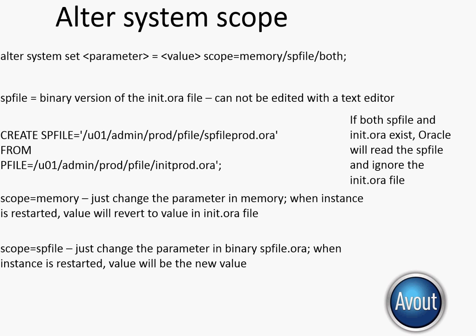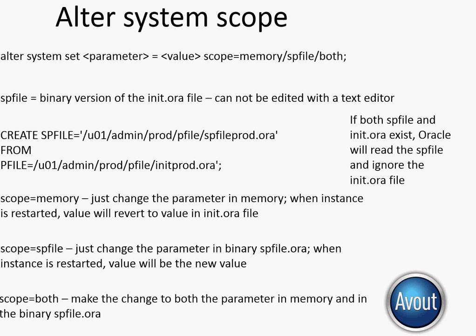This is important for those parameters that you can't change dynamically. If we have something that I cannot change dynamically, but I want Oracle to pick up the next time we start, we have to say value scope equals SP file. If I say both, then changes are made both in the parameter, in memory, and in the binary SP file.